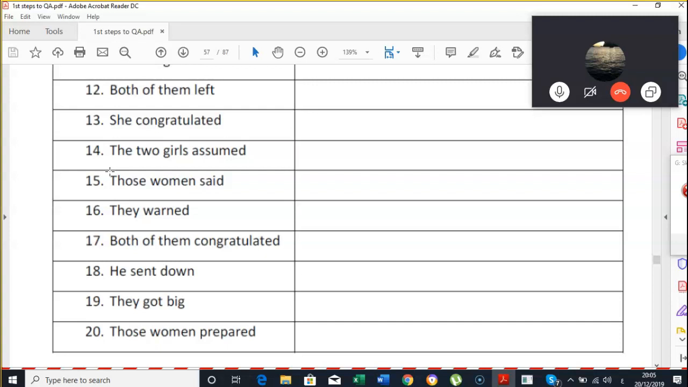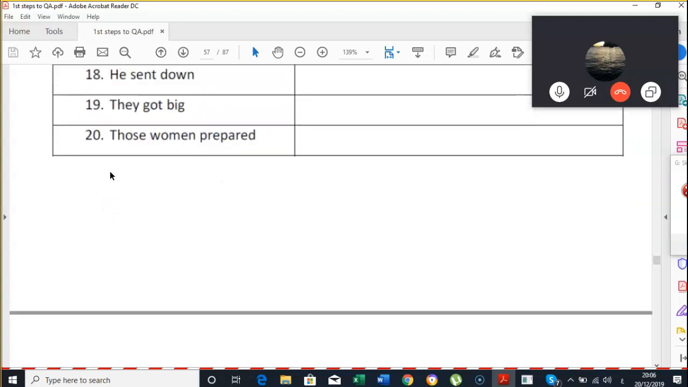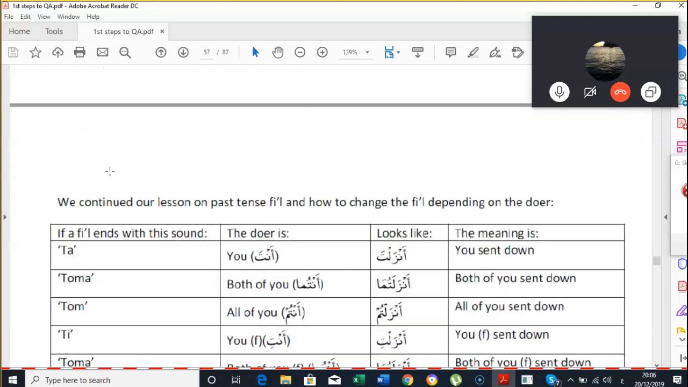Good. So you should be thinking about the pronoun first. Yeah, and that's why we learned the pronouns with the fi'ls. Remember I mentioned the fi'ls have the pronoun inside them anyway, but we just take them out just so it's more easy for us to figure out. Now antunna, if you know that's the right pronoun, then you know you can just rhyme with that. Yeah. So antunna, qulna, qultunna. Yeah, remember antas they rhyme. They got big. Number 19. Kaburu, very good. Hum kaburu. Okay, that's fine.